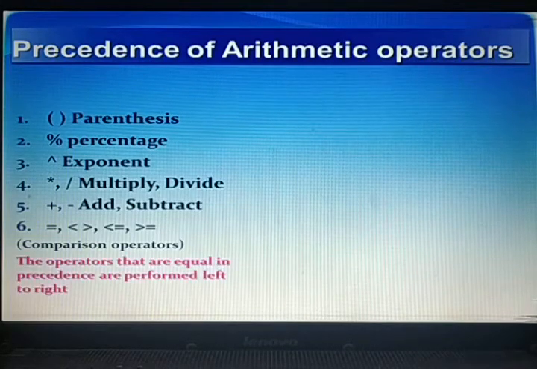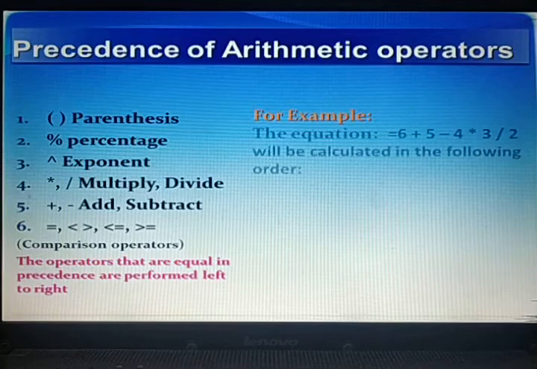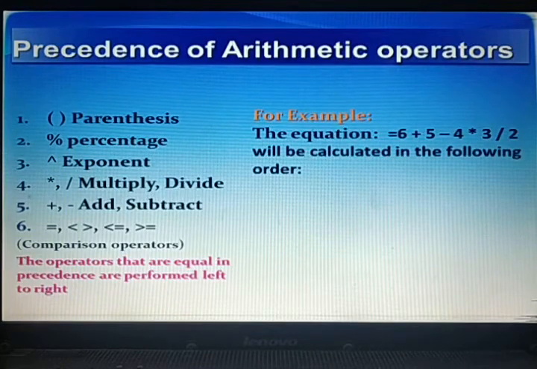The operators that are equal in precedence are performed from left to right. It means if you are using more than one operator having the same precedence, like multiply and divide, then first of all it will perform multiplication, then division. For example, the equation 6 plus 5 minus 4 into 3 by 2 will be calculated in the following order.